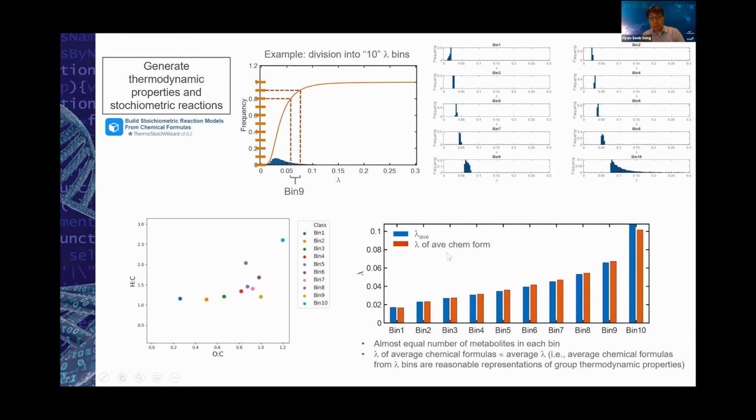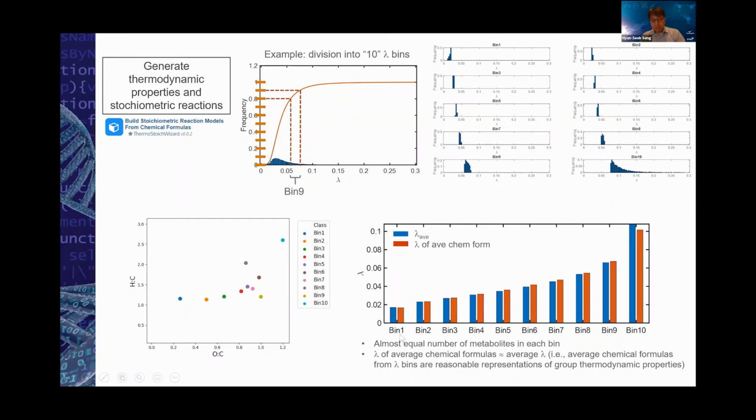And this figure is a comparison of the two cases, where first we calculate the average lambda from each bin. This blue represents the average lambda from each bin. In red, this is lambda derived from the average chemical formula.